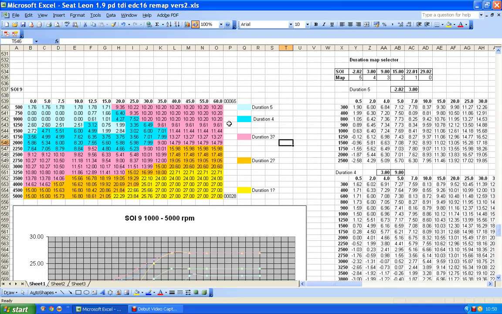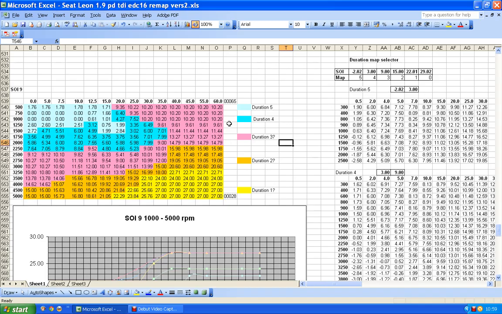One point I should make is that the Seat Leon 1.9 PD EDC16, the 105 brake horsepower, is one of the worst possible examples for this, because duration and start of injection are pretty much maxed out right at the beginning. So you're pretty much stuck with saying to yourself, if I want more performance out of this engine, I can have a very small amount of more performance, maybe get an extra 10-15%, but after that I would have to have bigger injectors. It's as simple as that.